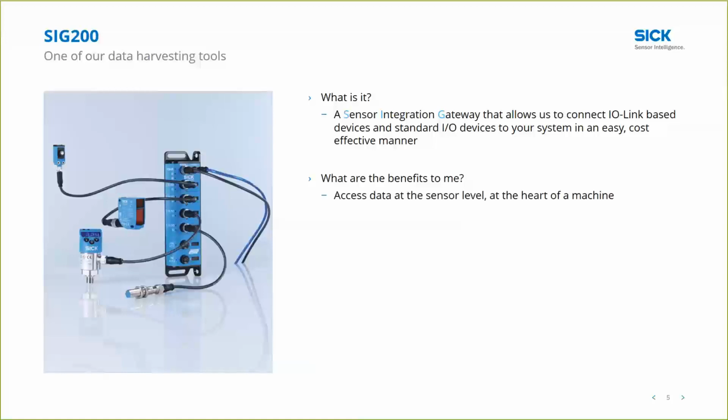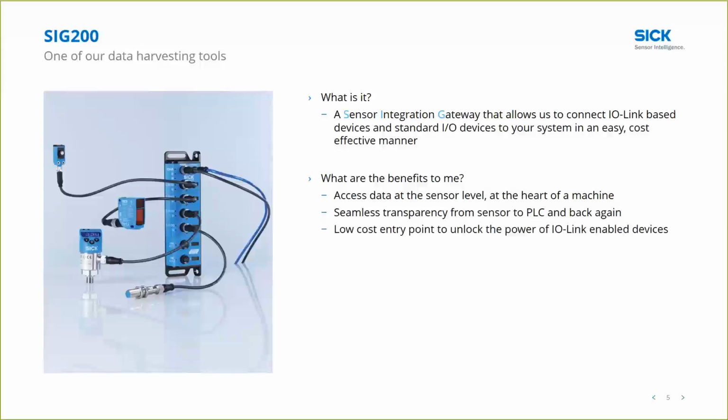So you can get access to the sensor data, no matter where those sensors are in the machine. For example, if you've got quite a large machine and the sensors are mounted in a place where you can't even see them, let alone get to them, you might need to have the ability to set these things up remotely, which we'll go through in a little bit using the web server on the SIG200. So we've got full transparency from the PLC all the way down to the sensor.